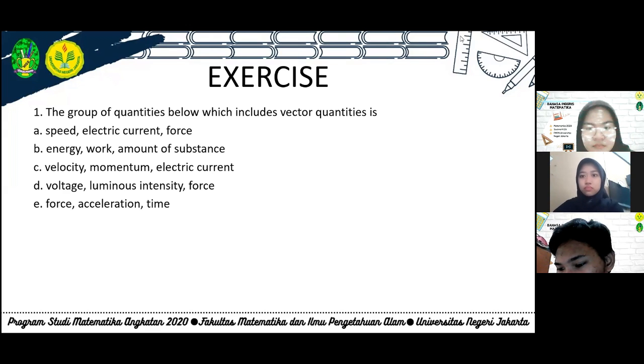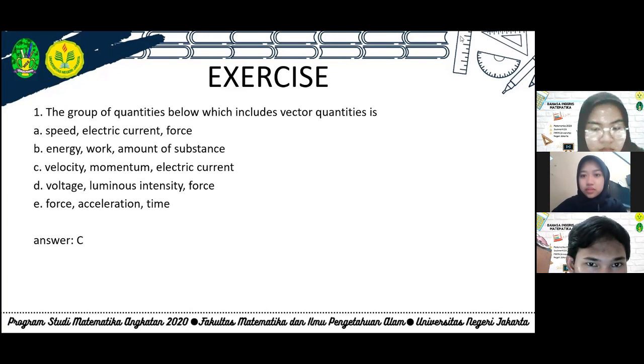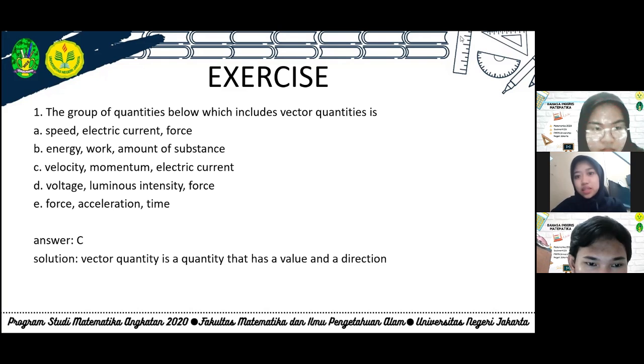May I try? Yes, please. The answer is C, velocity, momentum, and electric current. Yes, it's correct. Congratulations, Raihan. Okay, the answer is C. A vector quantity is a quantity that has a value and a direction.